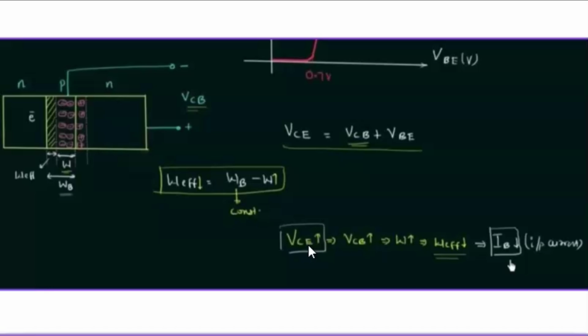So if we increase the VC, we can see that VCB will also increase and since the VCB is increasing, हमारा W increase करेगा. Now from this particular relation we can say that जब हमारा W बढ़ रहा है, our W effective is going to decrease and since our W effective is decreasing, तो जो हमारे पास space होगा for the recombination of holes and electrons वो decrease होगा, जिसकी वजह से हमारा IB which is the input current will also decrease.